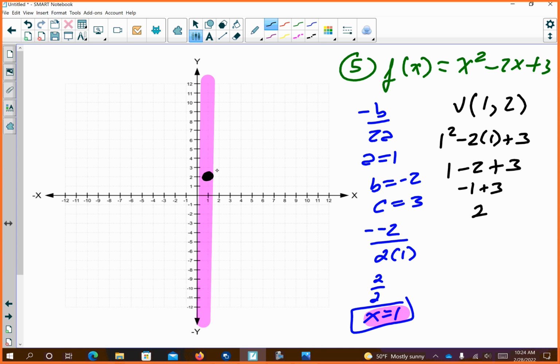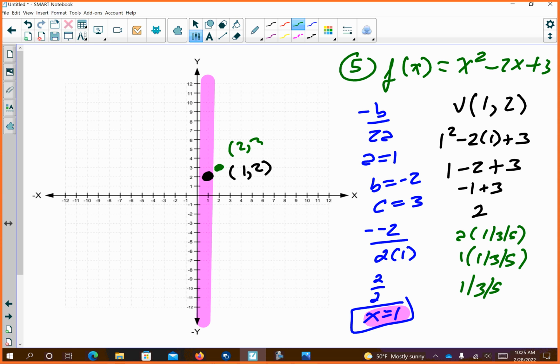So that's going to give me the point (1, 2) as my vertex. My pattern graph is A times 1, 3, 5. My A value is 1, so 1 times 1, 3, 5, so the pattern graph's going to happen nicely. From here, I'm going to go right 1 up 1, so that takes me to the point (2, 3). Left 1 up 1, that takes me to point (0, 3).